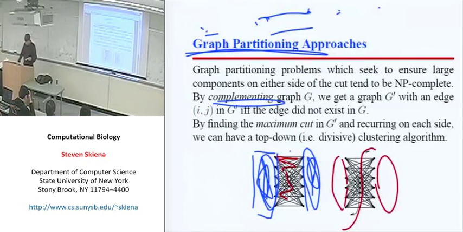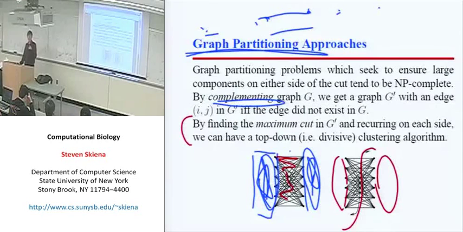And so I claim that the maximum cut in the complement will have the property that it will cut through a lot of places that are dissimilar in the original, while wanting to have things on different sides.